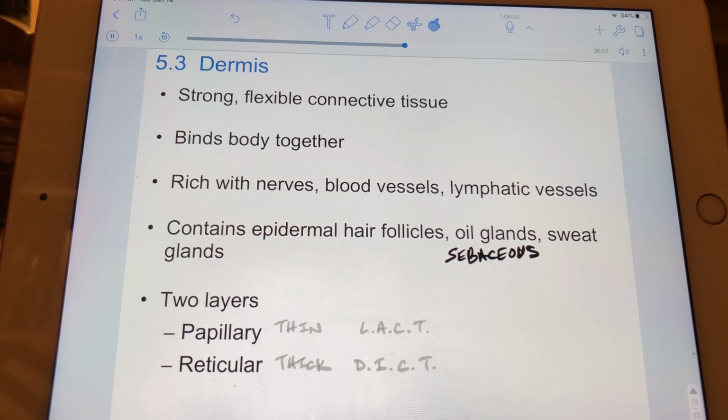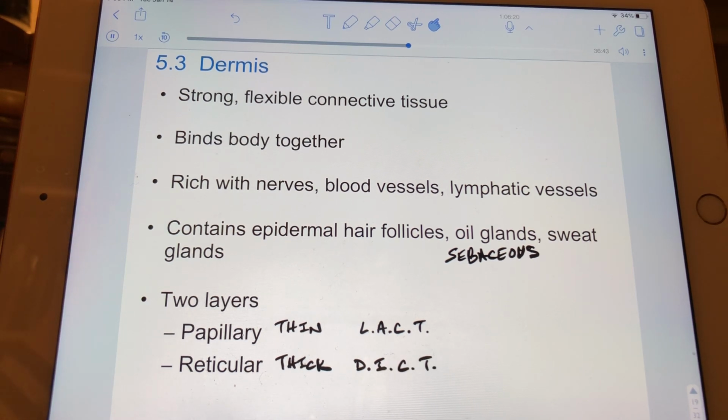There are two layers to the dermis, rather, and we started previewing them already. The papillary layer and the reticular layer. The papillary layer is relatively thin, and the reticular layer is relatively thick. The papillary layer, we already established, is made out of loose areolar connective tissue. Don't abbreviate on exams. And the reticular layer is made out of dense, irregular connective tissue.